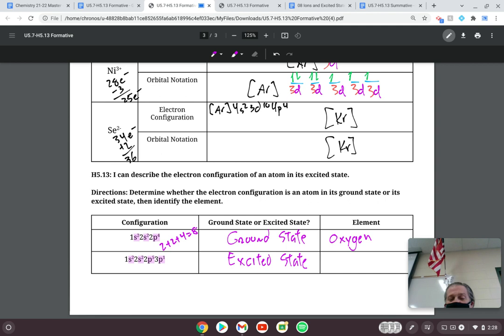And then if I'm going to figure out the element itself, I would take 2 plus 2 plus 5 plus 1. 2 and 2 is 4, plus 5 is 9, plus 1 is 10. So that would give me neon. Any questions about this business here?